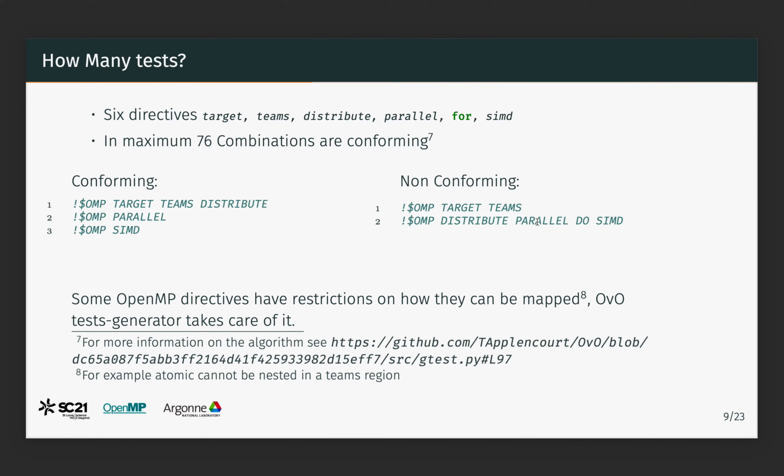If you do, for example, atomics, like I will show you later, in the kind of tests I generate, you will see that you have more restrictions. For example, atomic cannot be strictly nested inside the teams region. So for atomic, you have a few less tests. But for example, for reduction or just memcopy, you may be able to generate 70 valid combinations of tests.